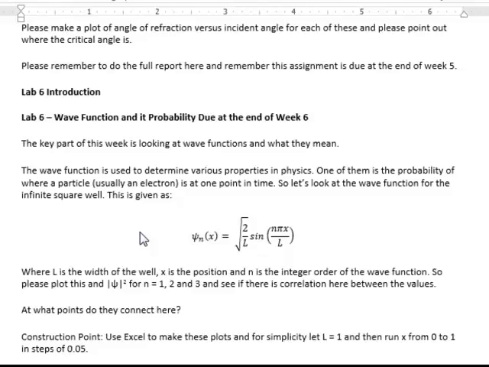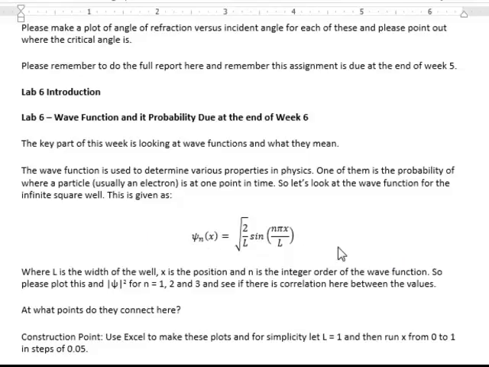So this is a wave function and its probability again, due at the end of the week. Again, please remember to follow the lab write-up format and answer all the questions accordingly. So the key part of this week is looking at wave functions and what they mean. We're getting into quantum mechanics, all those different applications, Schrodinger's equation, so on and so forth.